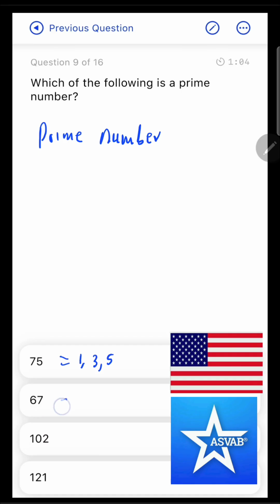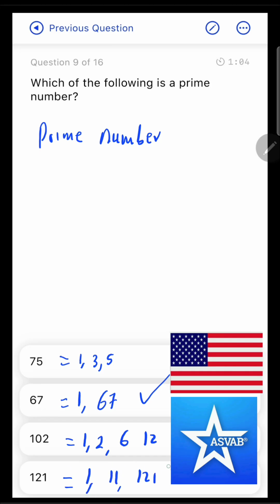So if you look at this second one, 67, 67 can be divisible by 1 and 67. So this option is going to be the correct answer, because 102 can be divisible by 1, by 2, it can be divisible by 6, by 12, so it violates the rule already. And this 121 can be divisible by 1, it can be divisible by 11, and also 11 again. So the only option that can be divisible by itself and 1 is this 67.